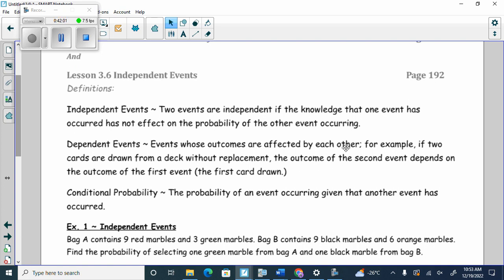Does it affect it? Do I take a piece of the spinner off the first time? No. A spinner is a spinner. You can't take a piece of it off. Right? So anything that's like a spinner, a dice, or a coin are always going to be independent because I can't physically take the piece off after I do it. When I roll it, I have the same amount of stuff. Okay?